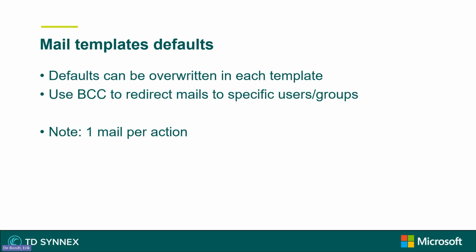The default can be overridden in each template, so you can put the default as saying, okay, this is coming from, but for this template I want to use someone else. For example, you have a Google specialist and a Microsoft specialist, and depending on which type of mail, I will send it from this or from that email address. And you can use the BCC field to redirect the mails to specific users or groups. In our team, I'm on BCC on all mails, so I get them in a personal mailbox, because sometimes people make purchases and I make sure that they don't get invoiced. And there is, as I said, one mail per action.